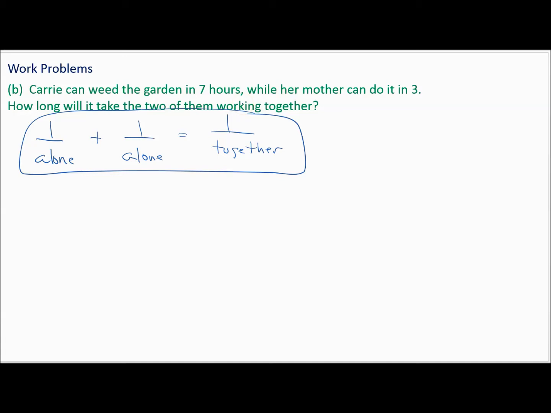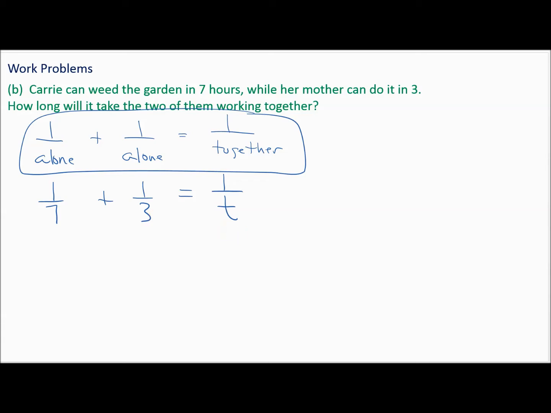So Carrie, by herself, we could say that's 1 over 7. Plus her mom, that would be 1 over 3, because she can do it in 3 hours. But we don't know how fast they can do it together. That's what we're looking for, so that's 1 over t. And once again, we're trying to solve this equation. 1/7 plus 1/3 equals 1 over t.